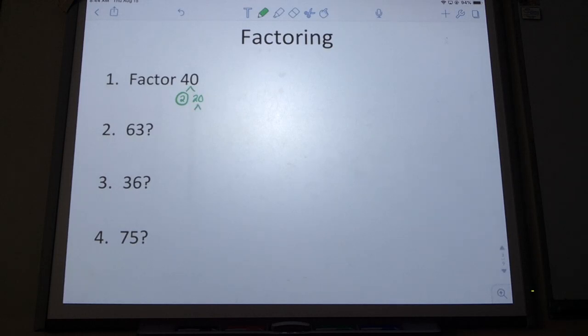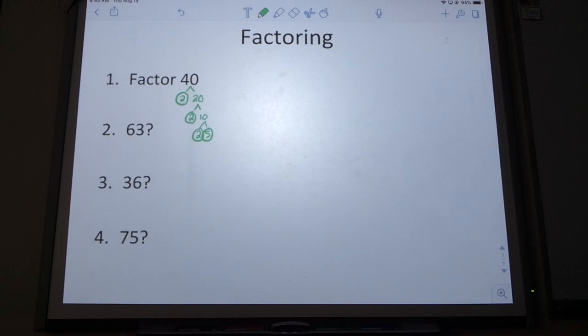The 20 splits into 2 and 10. Again, I'm going to circle that 2. And then split up the 10, 2 and 5. And you only circle them when they turn into prime numbers. Okay, if it wasn't a prime number, we keep going. All right, so that shows us the factors.